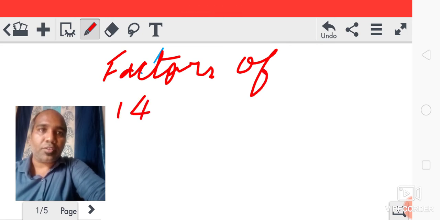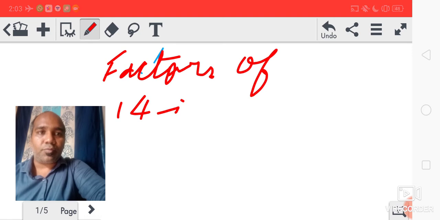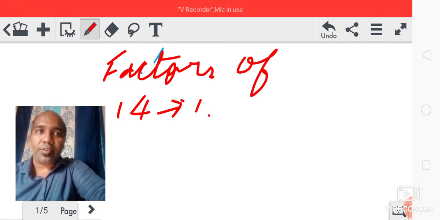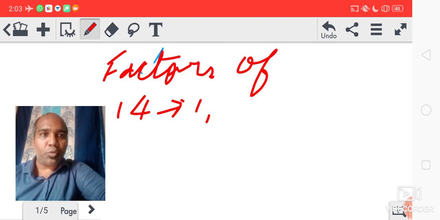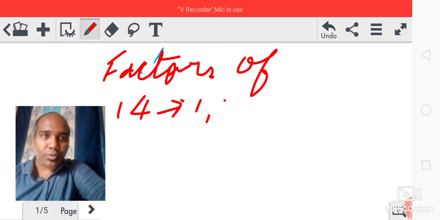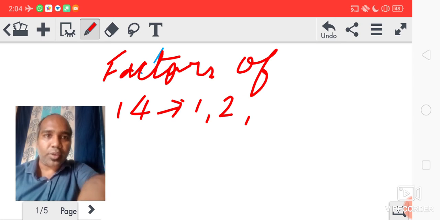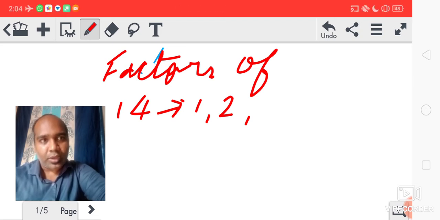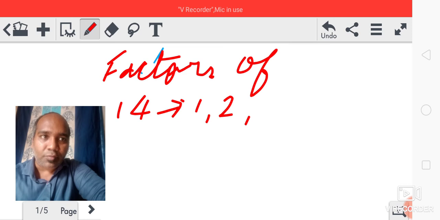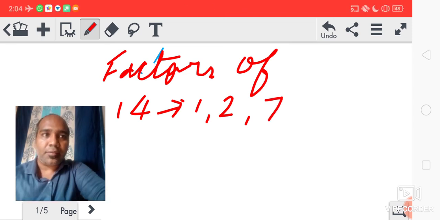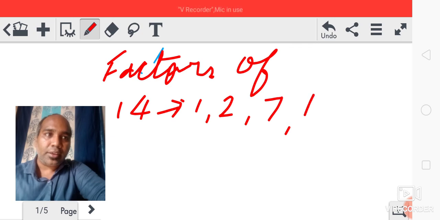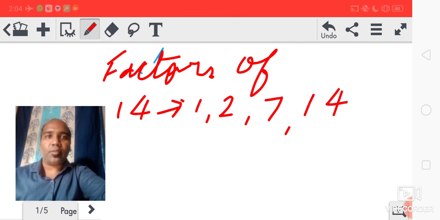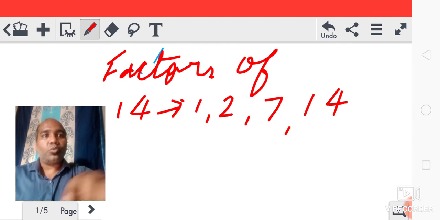14. What are the factors of 14? 1 is a factor of every number, so 1. In the table of 2, do we get 14? Yes, 2 7s are 14, so 2 is a factor. Then in the table of 3, do we get 14? No, 3 5s are 15, 3 4s are 12, we don't get it, so 3 is not a factor. In the table of 4, do we get 14? No. In the table of 5, no. In the table of 6, no. In the table of 7, yes. 7 2s are 14. So 7 is a factor. Then after 7, directly 14. In the tables of 8, 9, 10, 11, 12 you will not get 14. So those are not factors.